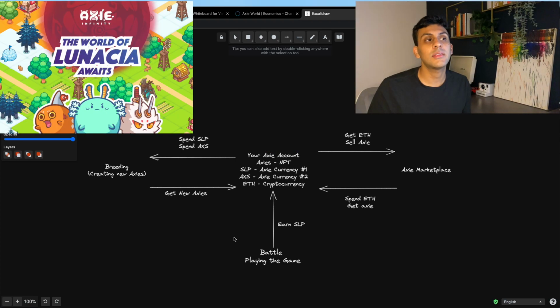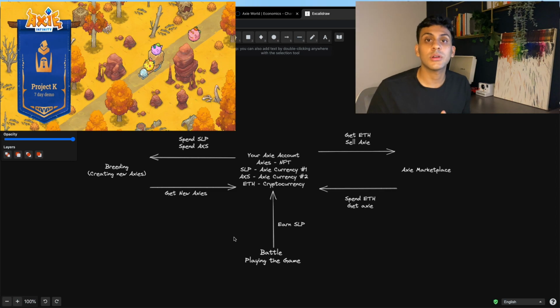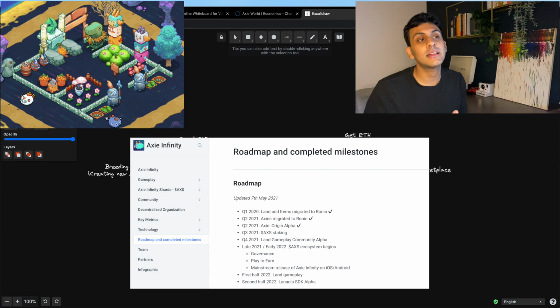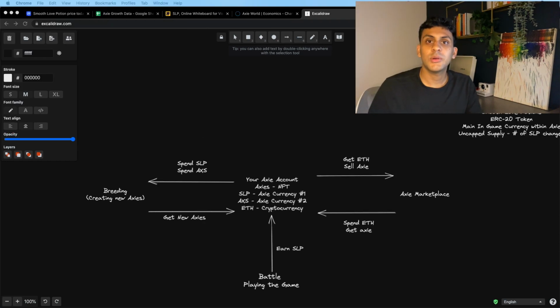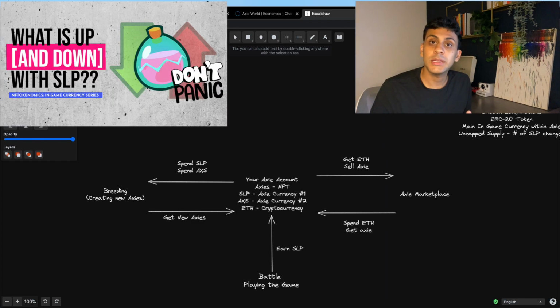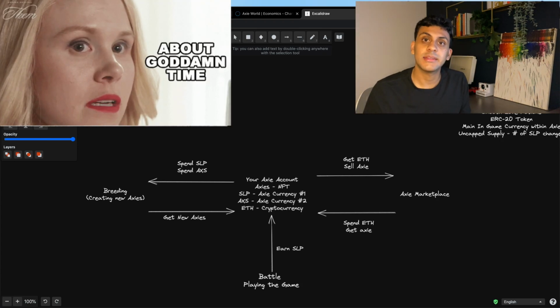So although this is how the economy works right now, and this is how SLP works right now, I fully believe that this will change in the future, and more than likely I'll have to create a new video with updated SLP tokenomics because there'll be more ways to earn and spend SLP within the game. So with that being said, I want to go into SLP supply and demand. If we understand those two things, we can understand what affects SLP prices and why they affect SLP prices.